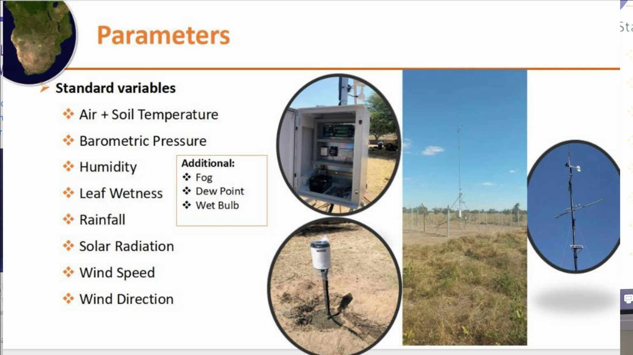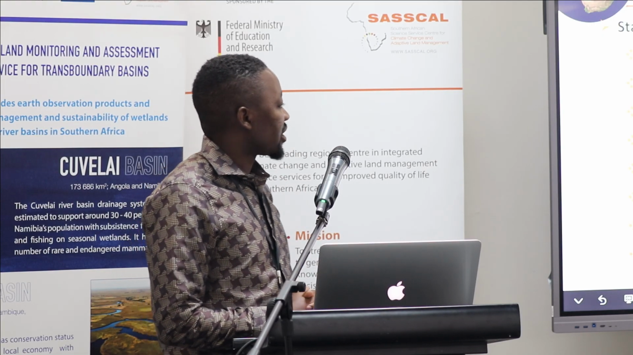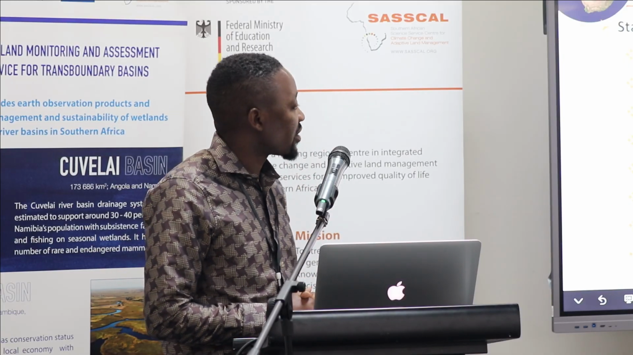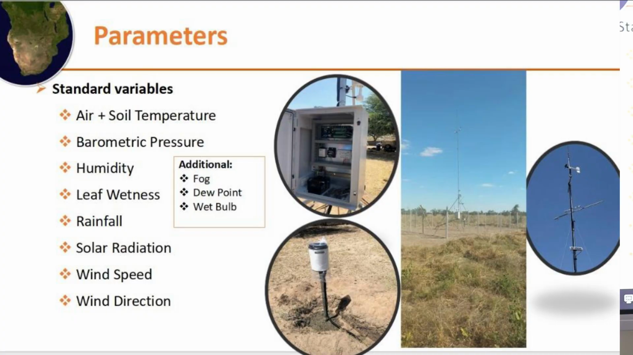So standard in these automated weather stations, the variables are the ones that we list. It's your air and soil temperature, the barometric pressure, humidity, leaf wetness, rainfall, solar radiation, wind properties, including speed as well as direction. In some of the stations we have additional sensors, some, not all of them, which also include fog measurements, the dew point, as well as wet bulb.